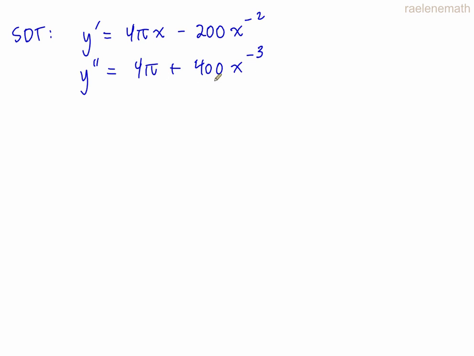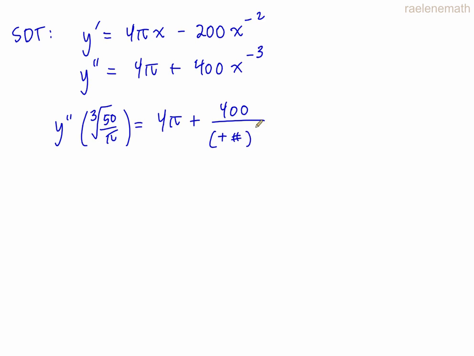I'm not going to bother getting a common denominator here because I'm simply going to evaluate the second derivative at the critical point that we found, which is the cube root of 50 over pi. So that's going to give 4 pi plus 400 over some positive number cubed, and that result will be positive.